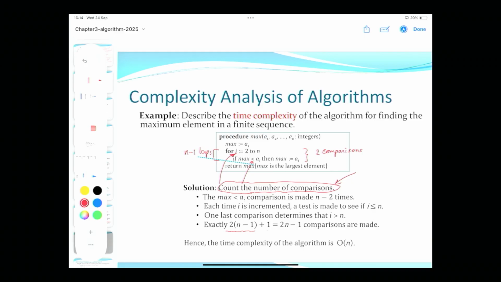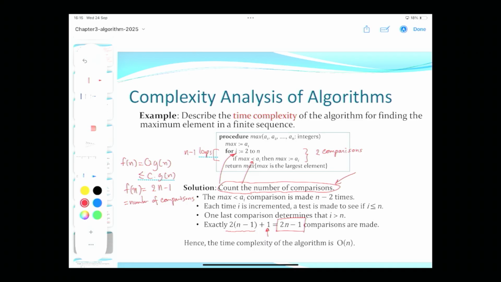So that's an additional comparison, the last one. The total is 2 times n minus 1 comparisons. So f(n) in this case is 2n minus 1. That's the number of comparisons for this algorithm. That's how we get the function f(n). Then the time complexity is g(n). Let's find out g(n).